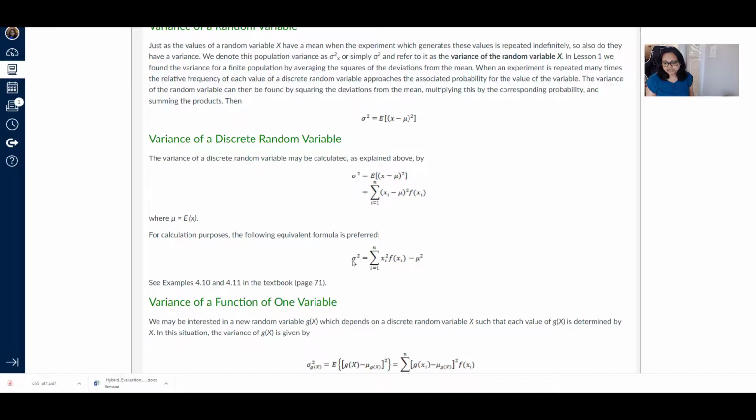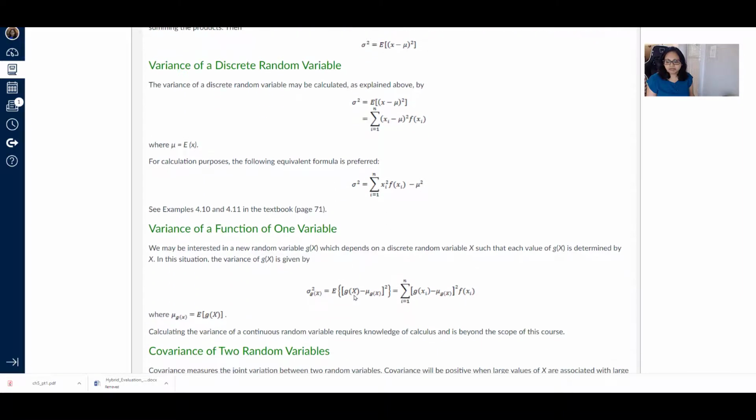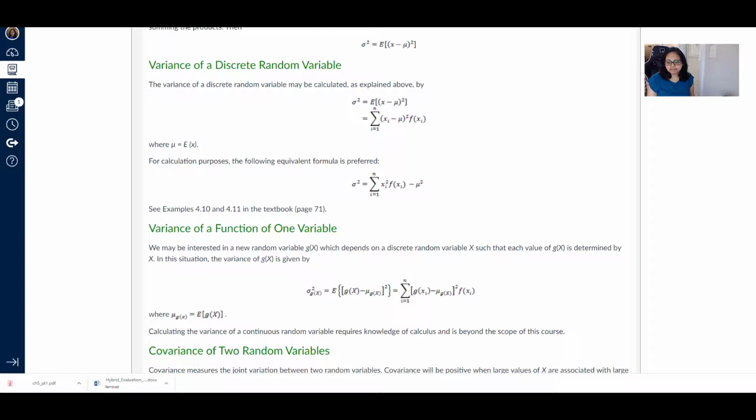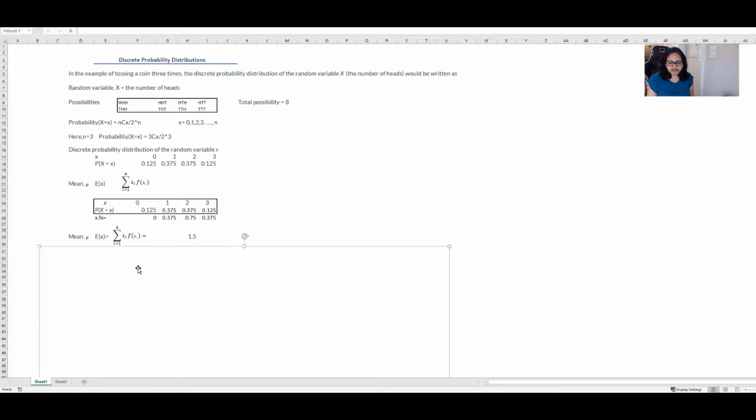So for the variance of the random variable, we will try to use this equation. If we derive it, you will actually find the variance would be this. This one would be easier for us, but we can also generalize it. Okay, so let's go back to where we were.